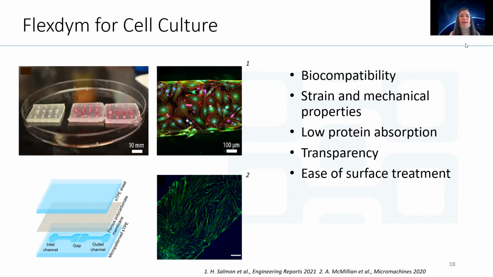replenished. And in the bottom, we have an example of the two-chamber device in which two Flexdym sheets that have been molded are separated by a porous commercial polycarbonate membrane. And here the authors used the Flexdym to then culture human fibroblasts.